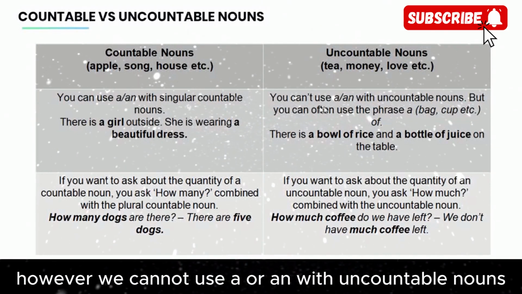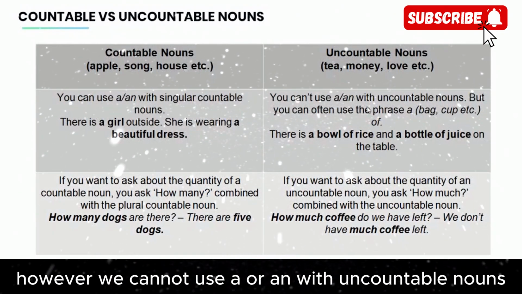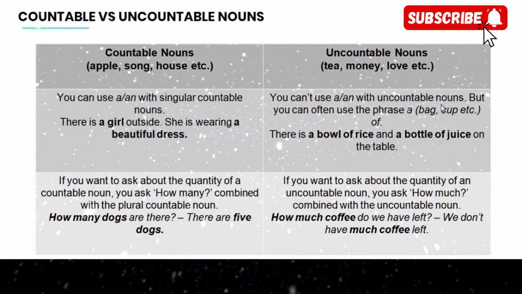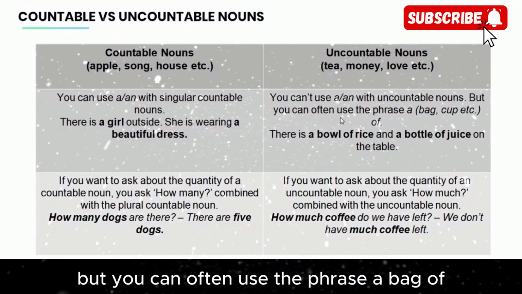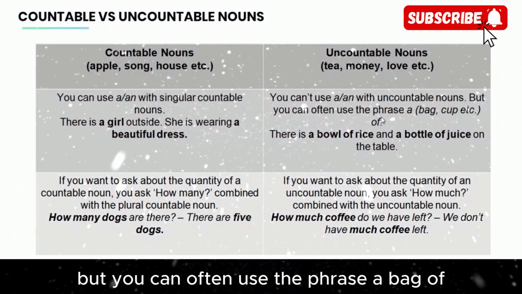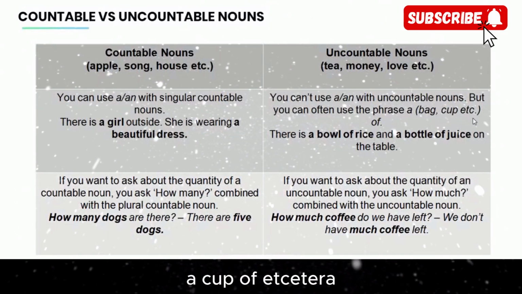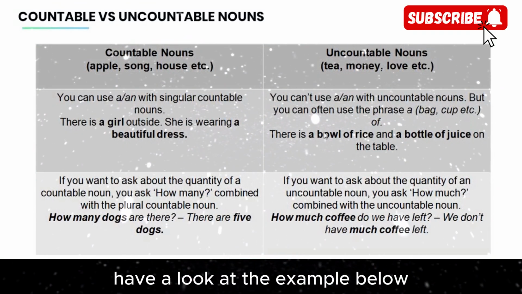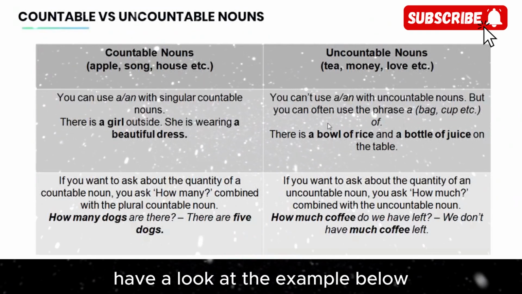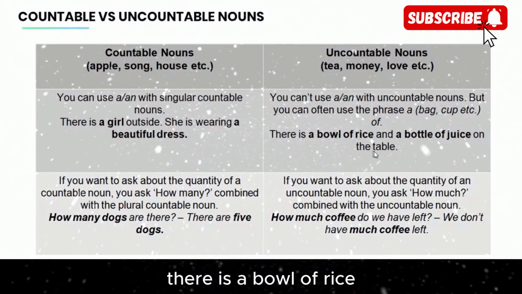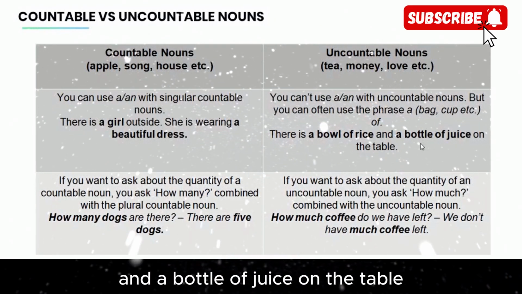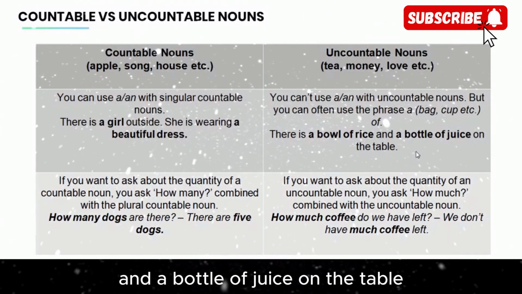However, we cannot use a or an with uncountable nouns. But you can often use the phrase a bag of, a cup of, etc. Have a look at the example below. There is a bowl of rice and a bottle of juice on the table.